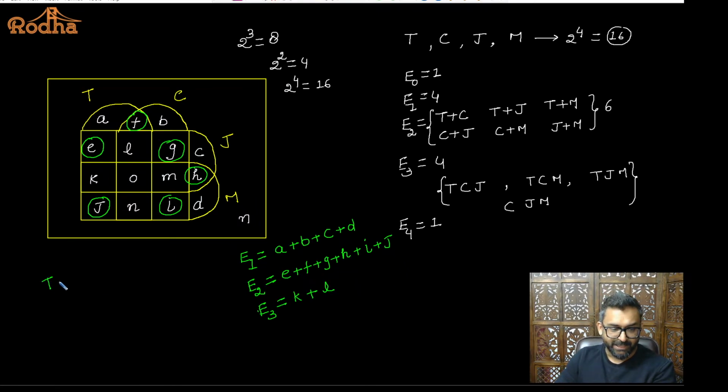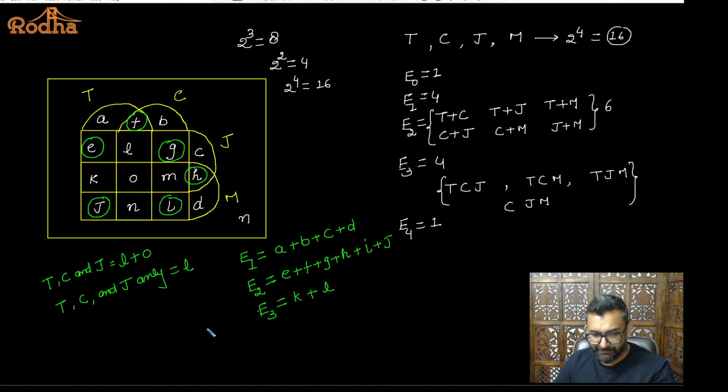If the statement is tea, coffee and juice, you will say L plus O. If it is mentioned tea, coffee and juice only, तो आप क्या बोलोगे? L. There is a difference. जहां पर only word होता है Venn diagram में, we have to take care of it. Okay? Fine with this? Okay. This is what we have.